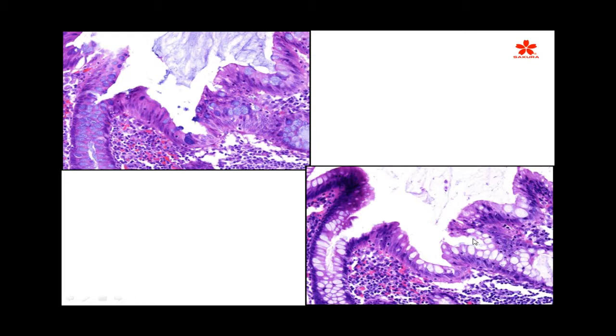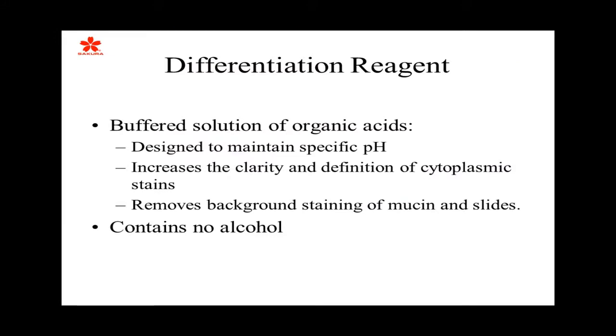So can you imagine doing this on your normal staining run and using this kind of staining system, doing your optimal hematoxylin stain time, but you clean up all of this endogenous material? And that's what we want to try to consider rather than just doing a stain and giving the doctor the stain. We want to optimize the stain. Buffered reagents in the staining systems, the solutions are buffered. They're designed to maintain the specific pH, increase the clarity and the definition of cytoplasm, remove background staining, and contain no alcohol.